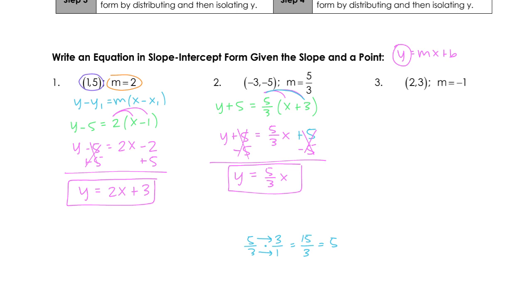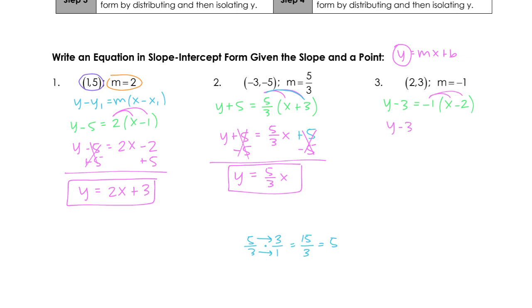Looking at number 3, again, point-slope form, y minus 3 equals -1 times x minus 2. And again, we're putting it into point-slope form because that's the only information we have. We have a point and we have a slope, and that's it. So put it in point-slope form, then we can convert it to slope-intercept form by distributing.